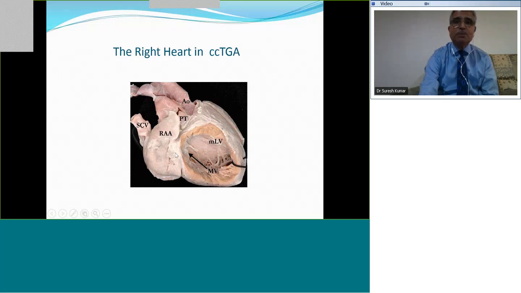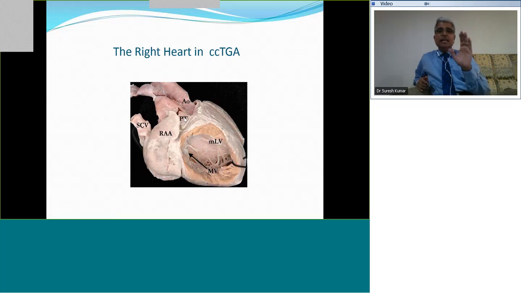If you look at this actual pathologic specimen, you can recognize the right atrium because of the right atrial appendage and because it is receiving the superior vena cava. And what is it connected to? It's connected to a smooth ventricle. And what is connecting it is a mitral valve. So this is the AV discordance. And from this left ventricle, you have the pulmonary trunk originating. So that illustrates the major pathologic appearance of corrected transposition in the right heart.